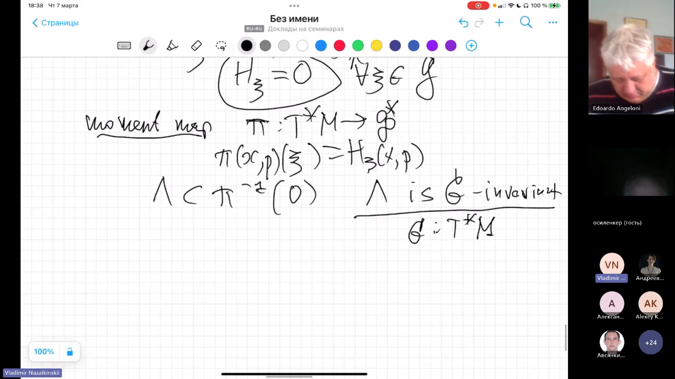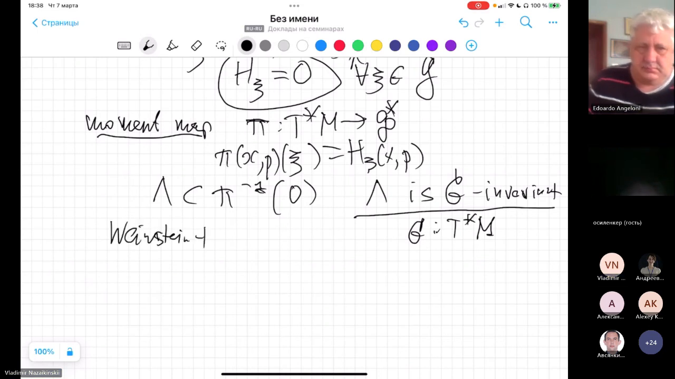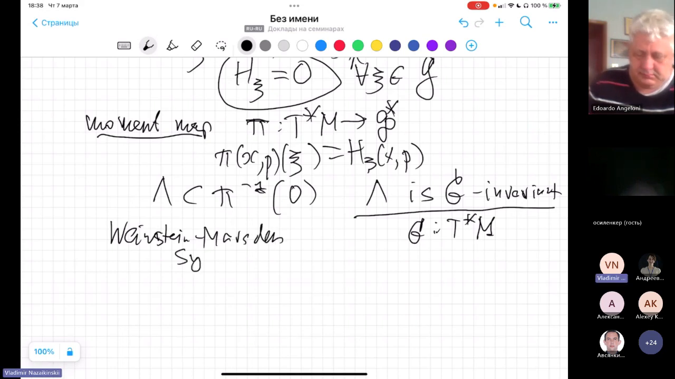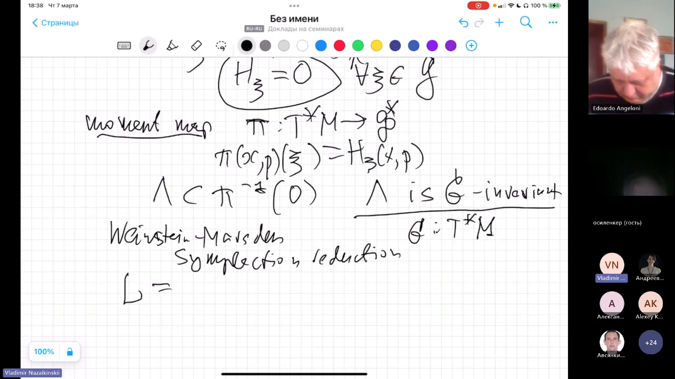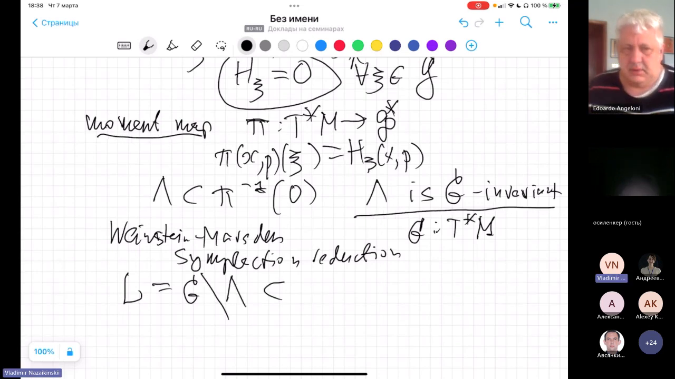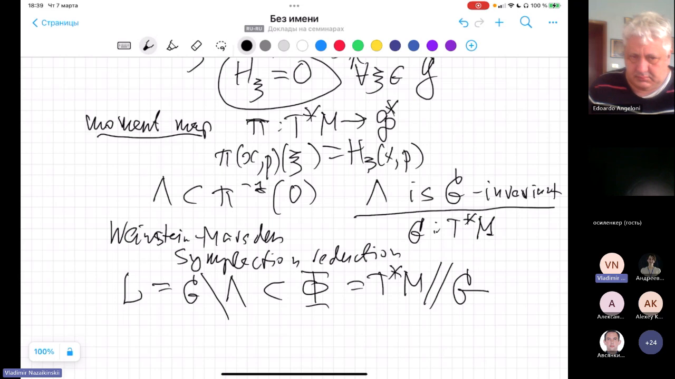Well, so, okay. And now the usual Weinstein-Marsden symplectic reduction construction shows that the manifold which I denote by L, which is the quotient of lambda by the action of G, is a Lagrangian manifold in the symplectic reduction of T star M by the action of G.